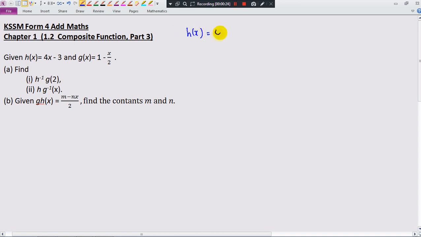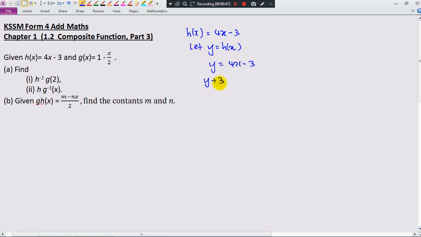h of x is equal to 4x minus 3. Let y be h of x. So y is equal to 4x minus 3. Now the subject is y. So later I'm going to change the subject from y to x. Then I will get the inverse function of h.